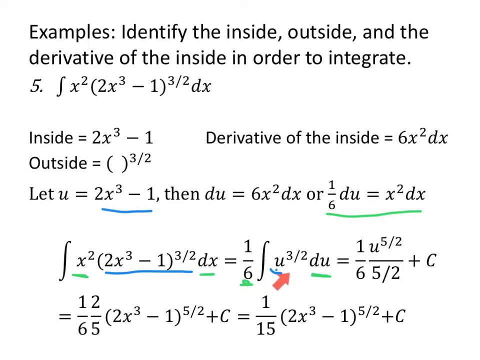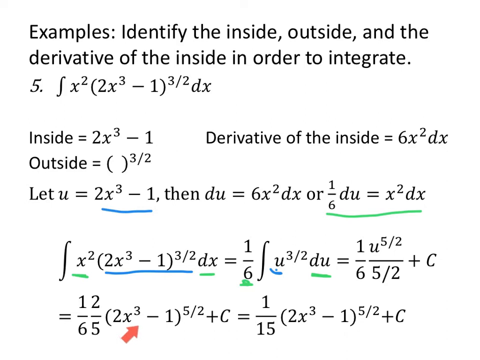What is the antiderivative of u to the 3/2? It's u to the 5/2 over 5/2. Don't forget the 1/6 out in front of the integral. It keeps coming along. And the plus c, I write it at every stage so I don't forget it at the end. Dividing by 5/2 is multiplying by 2/5.